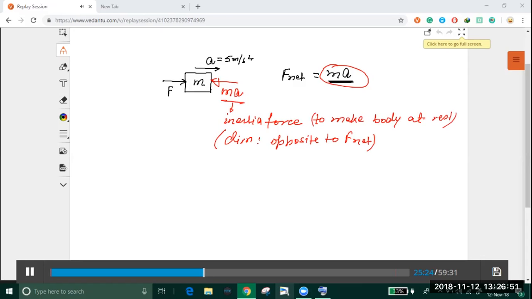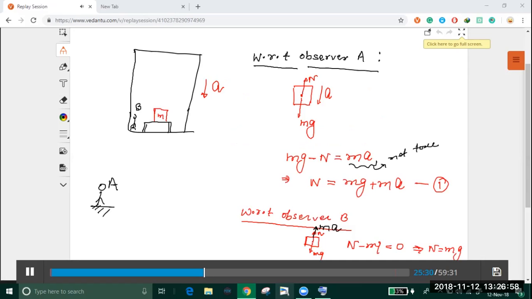Now see here, with respect to observer B, the body is at rest, right? The net force is in the downward direction, that is ma. Mg minus normal is the net force, which is in the downward direction, right? So what has to be done to make it rest? I have to apply a force which is opposite to the net force. So I apply the ma in the opposite direction, right?